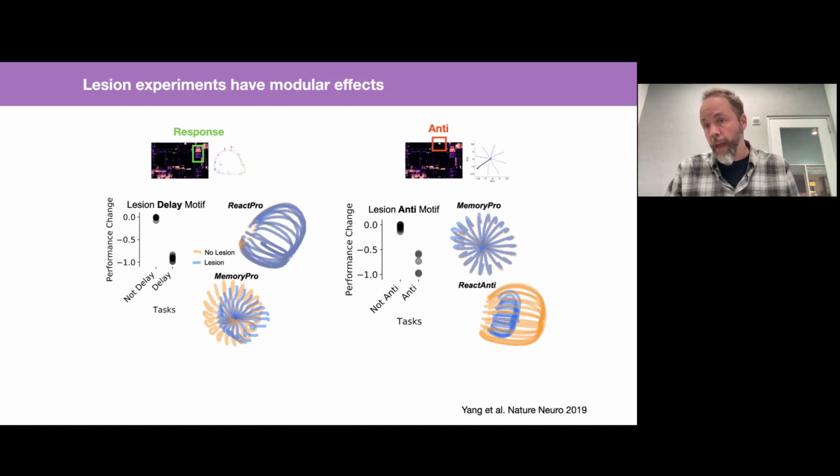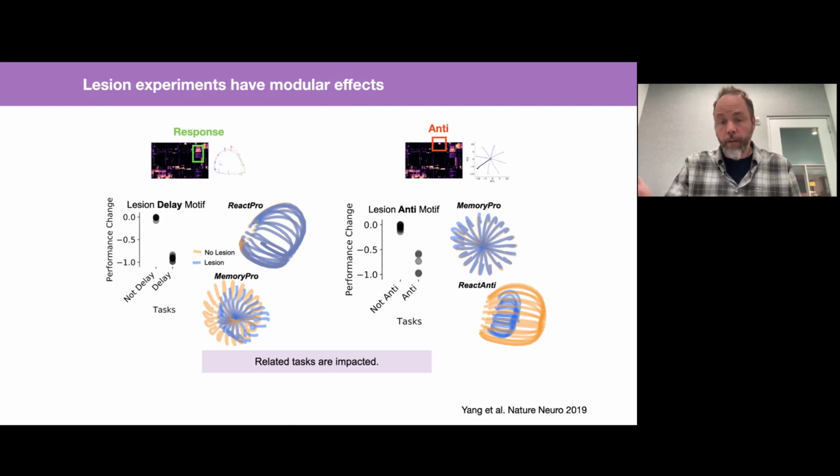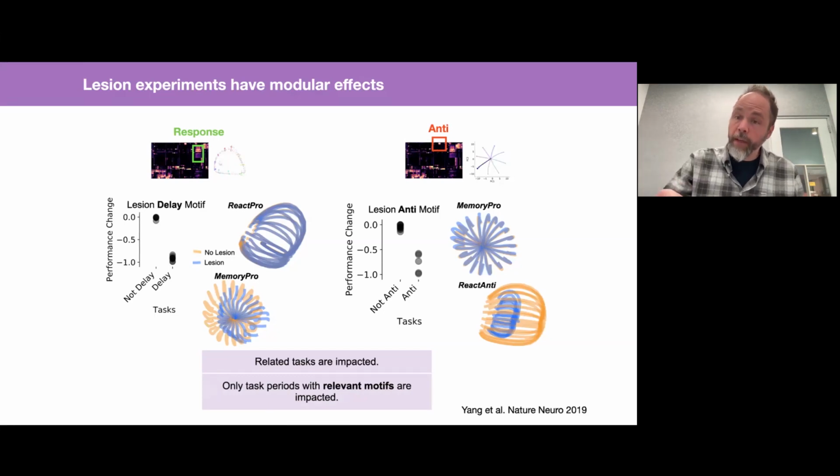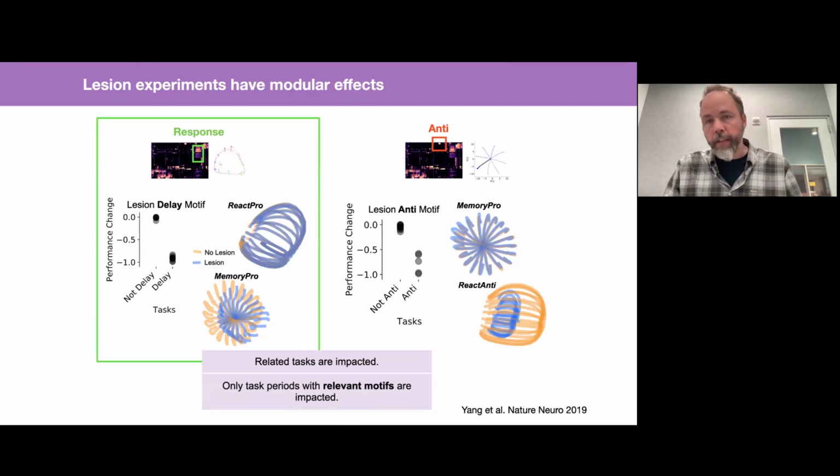So, Robert actually published this. Well, he published that you can lesion these modules and that they affect the tasks. See that related tasks are impacted. But what we want to say is that only task periods with relevant motifs are impacted. We want to go deeper and explain this result in the context of the dynamical skeletons, the fixed point structures, and the dynamical landscapes. So let's delve deeper into the response.